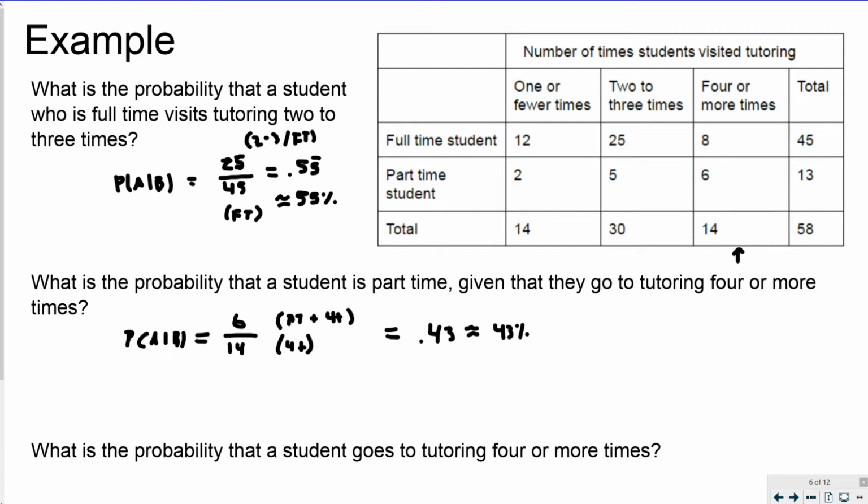And then what is the probability that a student goes to tutoring 4 or more times? So we're not told any specific subset of students. So we're just going to examine 4 or more times right here. All of the students that go 4 or more times out of the total. So we would just do a quick 14 divided by 58 because there's only one condition to satisfy, and that condition is student goes 4 or more times. So 14 divided by 58 gives us a decimal of 0.241, which is approximately 24%.